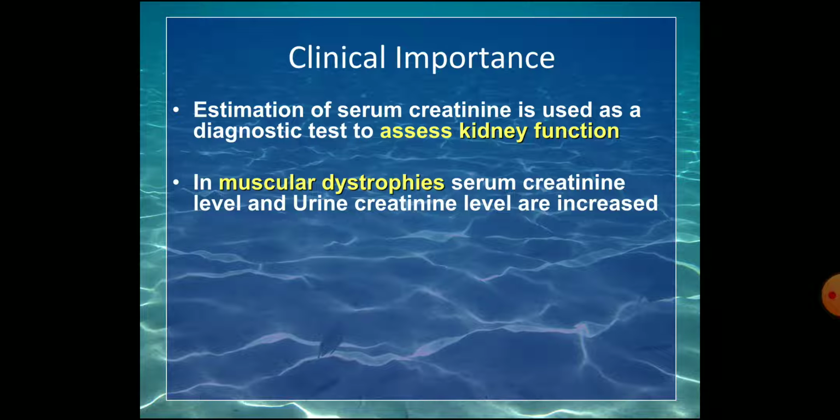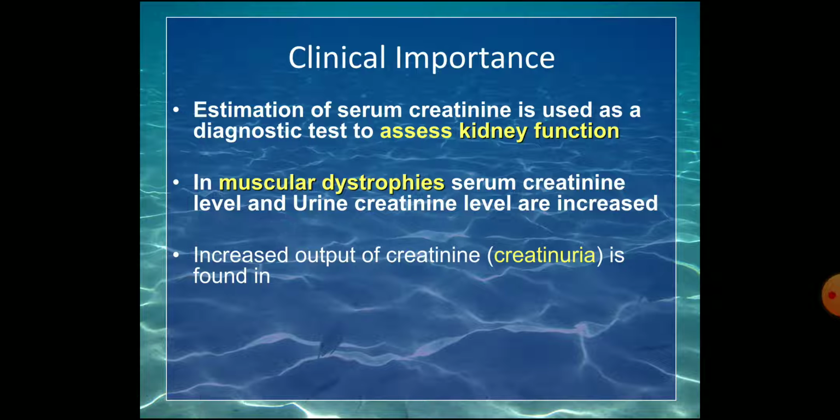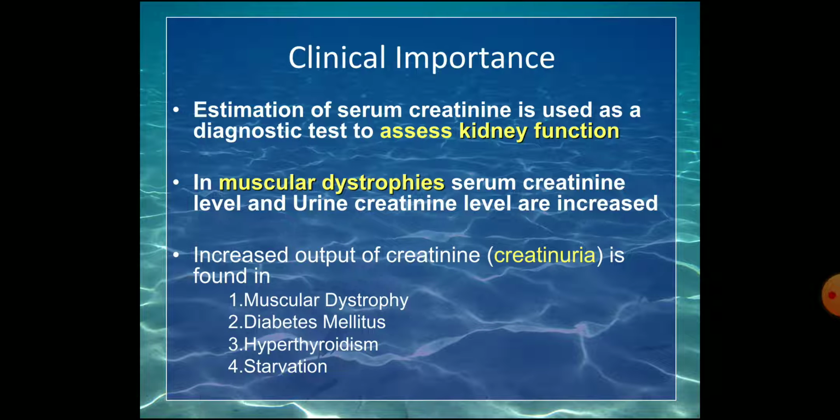In muscular dystrophies, serum creatinine level and urine creatinine levels are increased. Increased output of creatinine, that is creatinuria, is found in muscular dystrophy, diabetes mellitus, hyperthyroidism, and starvation. In all these conditions, increased output of creatinine is seen in the urine.